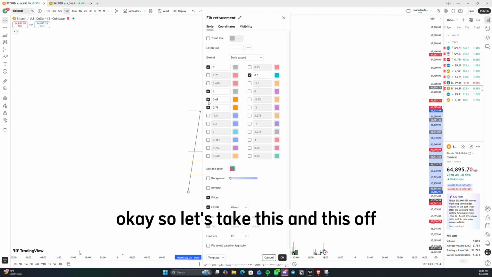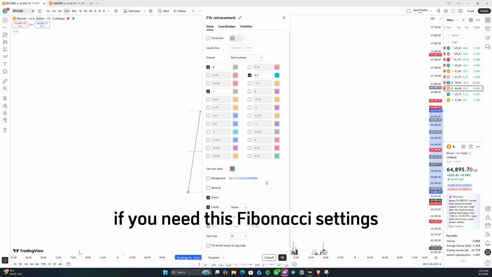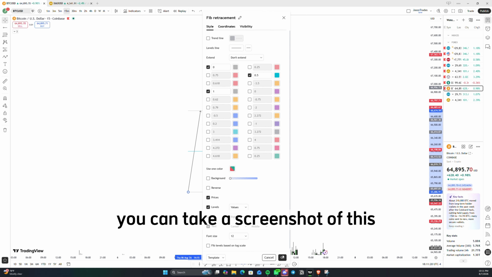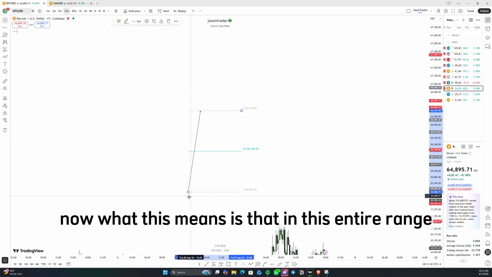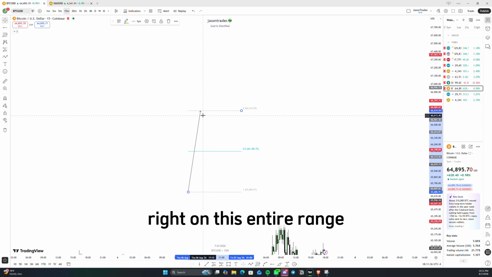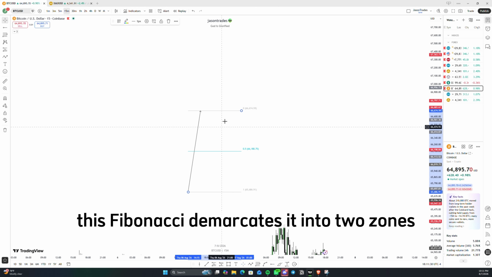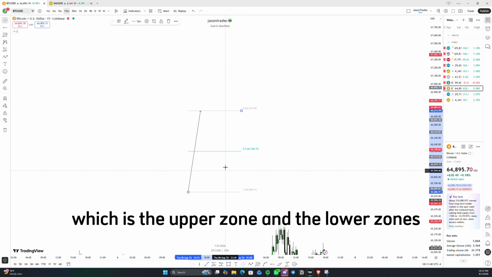Okay, so let's take this and this off. Now, if you need these Fibonacci settings, you can take a screenshot of this. What this means is that on this entire range, this Fibonacci demarcates it into two zones, which is the upper zone and the lower zone.